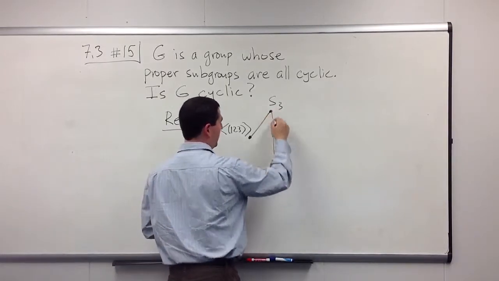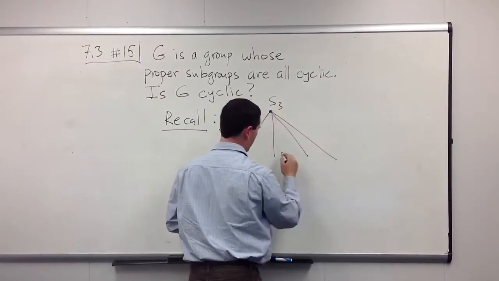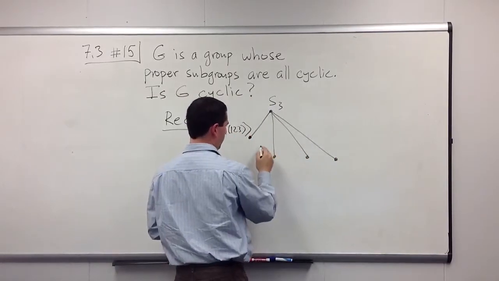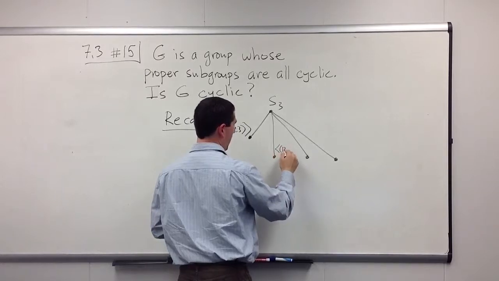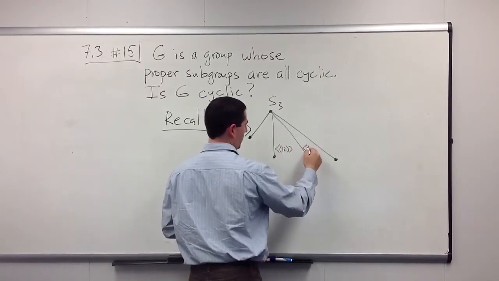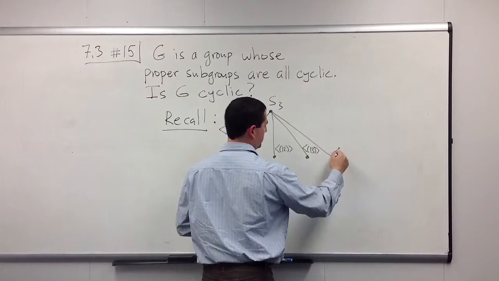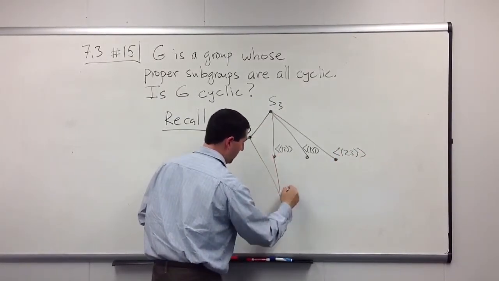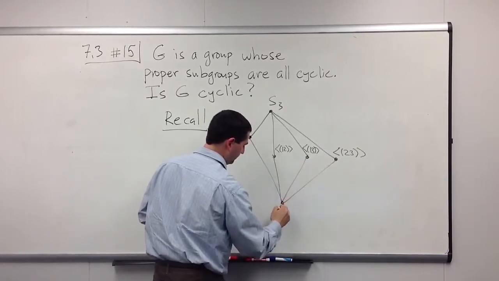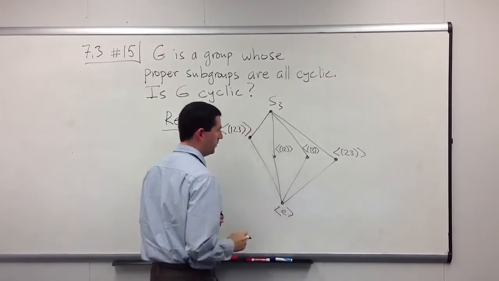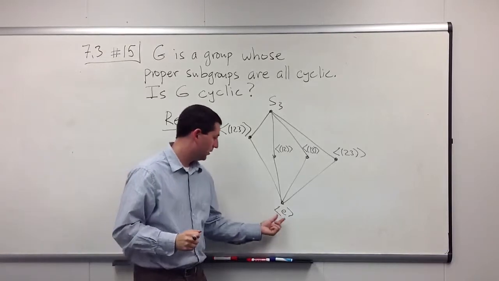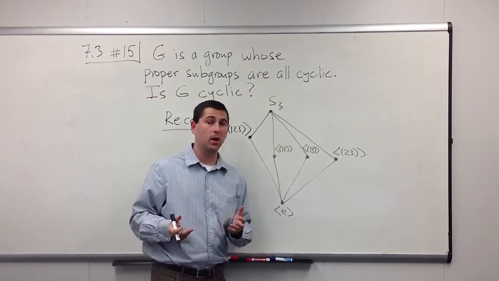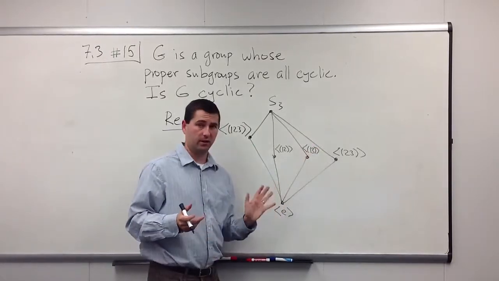You also have 3 subgroups, each of order 2, generated by the 3 transpositions in the group. There's the subgroup generated by (1 2), the subgroup generated by (1 3), and the subgroup generated by (2 3). And sitting inside of here is the identity subgroup. You'll notice each one of these subgroups is generated by an element. That means it's a cyclic group. So all the subgroups of S3 are cyclic groups.